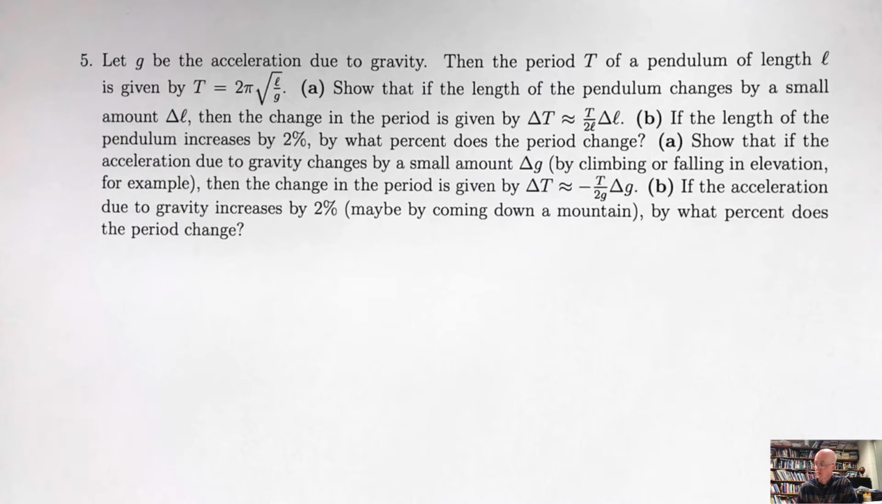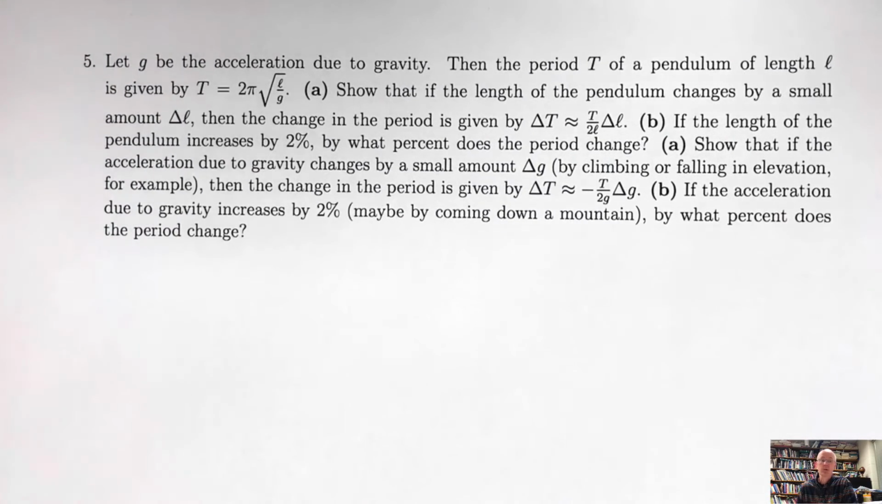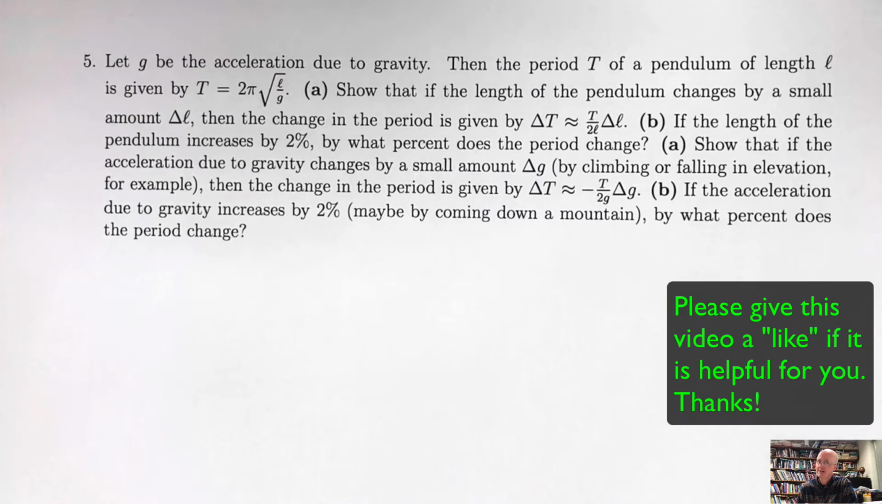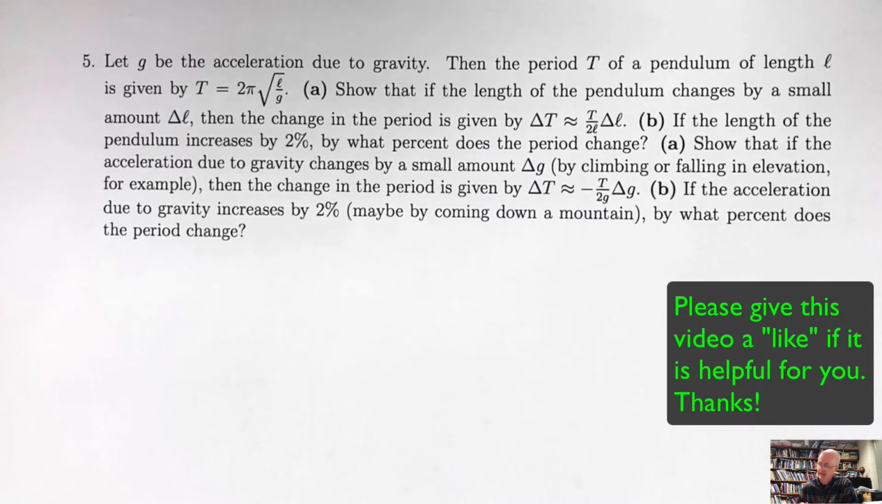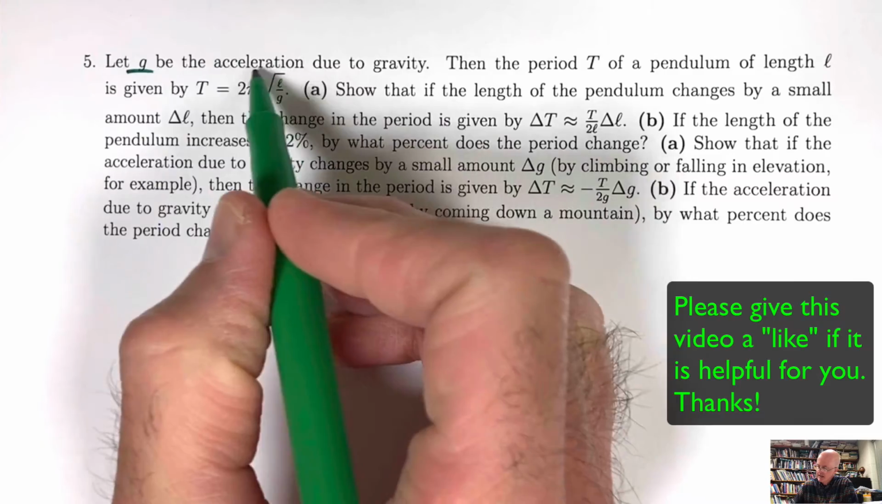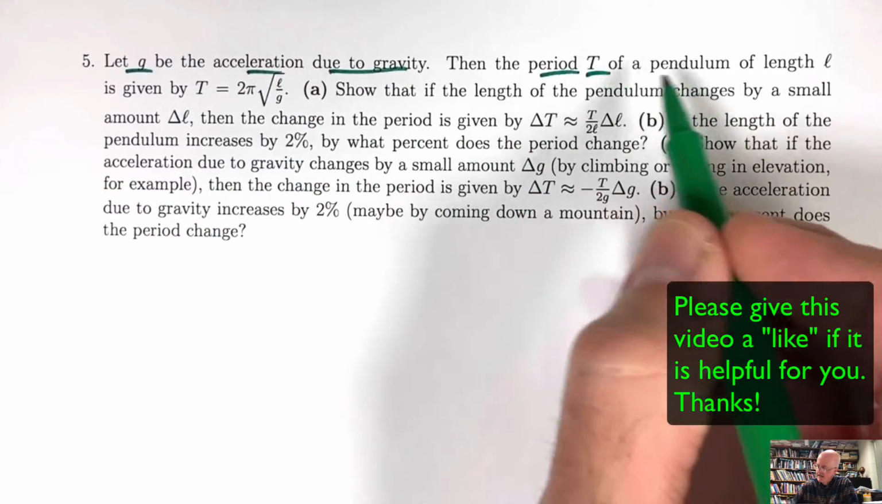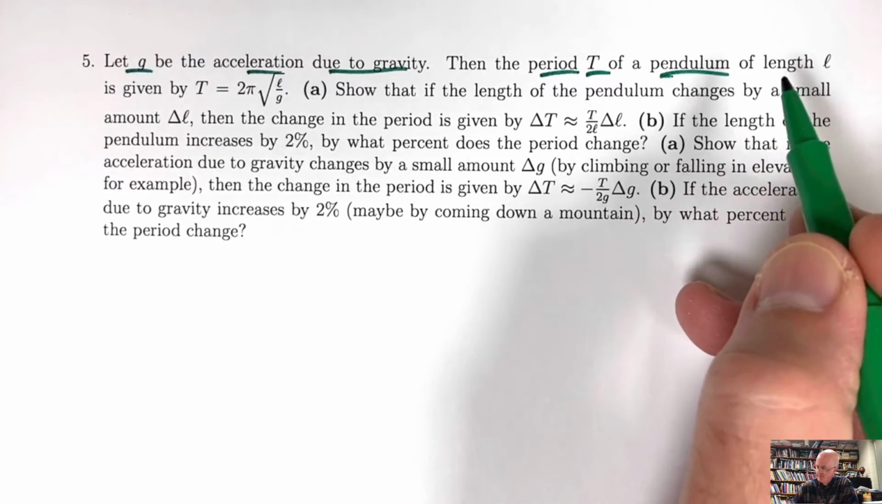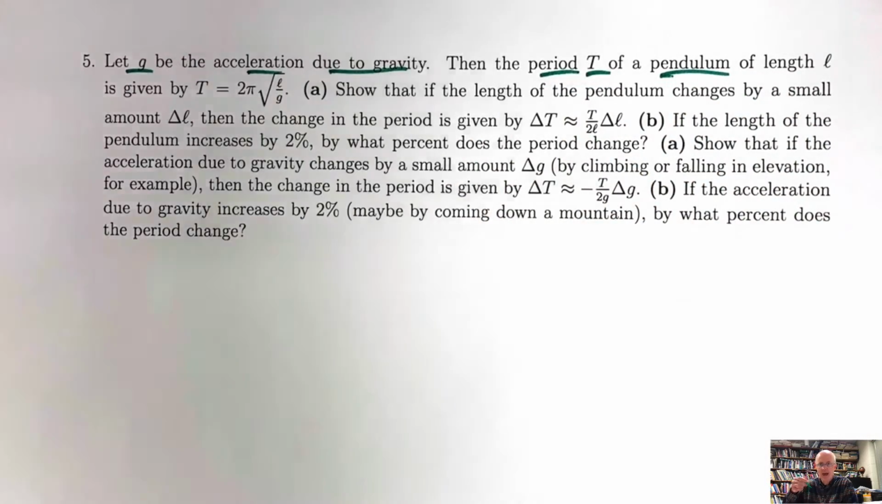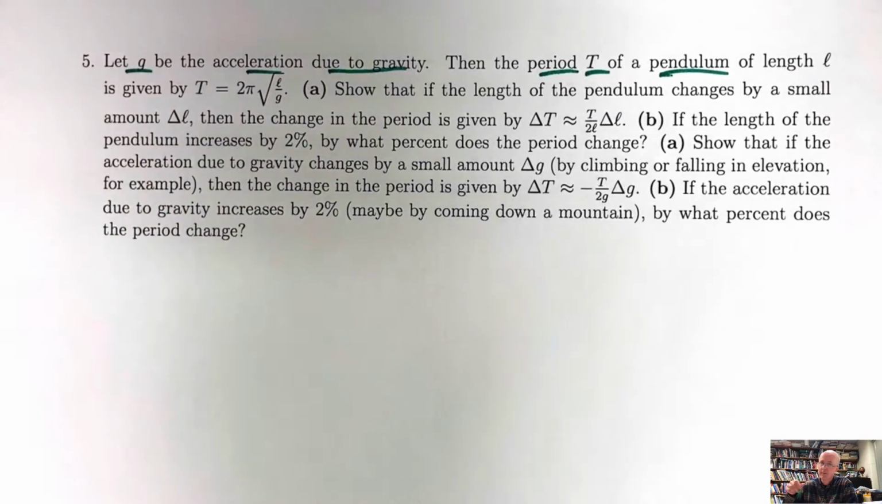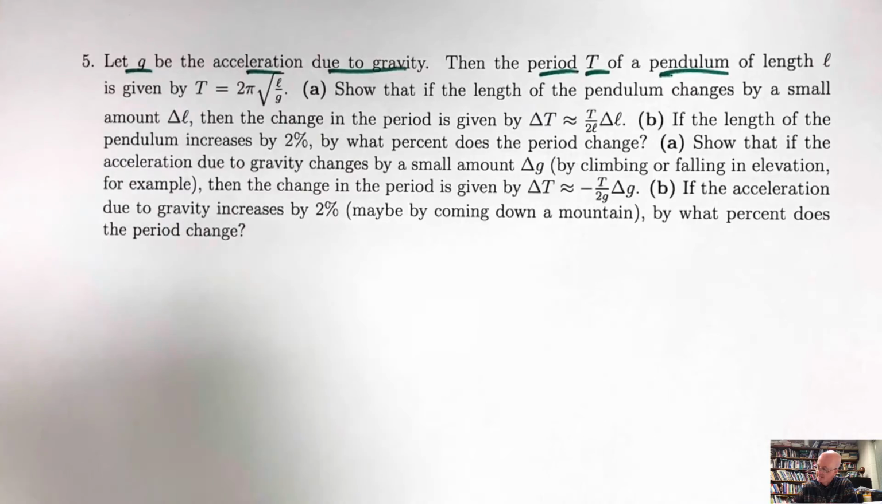Number 5 is a word problem that, as you look it over, looks really, really hard. It's not quite as hard as it looks, but it is still a little tricky. Let g be the acceleration due to gravity. The period T of a pendulum. What's a pendulum? It's a mass on a bob swinging back and forth. And the period is how long it takes to go back and forth as it swings. That's what a pendulum is.